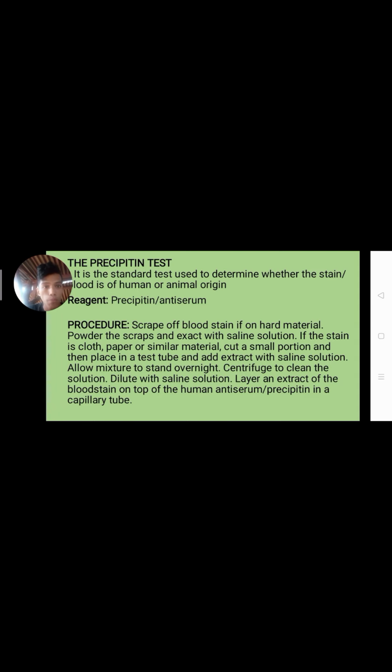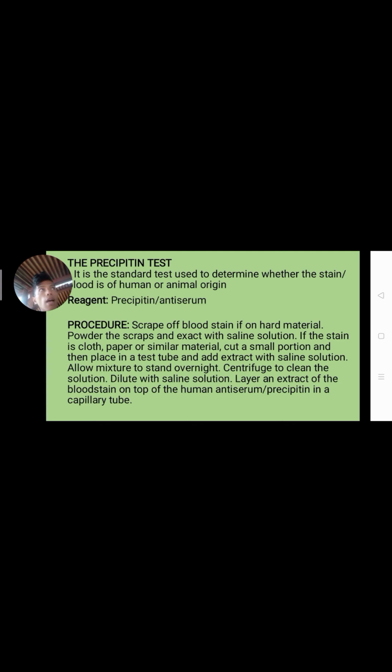a capillary tube. So, kung ang blood stain is naa siya sa hard materials or solid materials, imo siyang scrape or imo siyang kiskison. Kung ang blood stain is naa siya sa cloth or paper or similar material, then imo siyang katong blood stain portion is imo to siyang ikat. Kung asa siya dapit na portion, imo siyang ikat tong blood stain. Then imo siyang butangan og saline solution. Kaning saline solution is salty solution. Then kani siya is imo siyang i-allow ang mixture overnight.